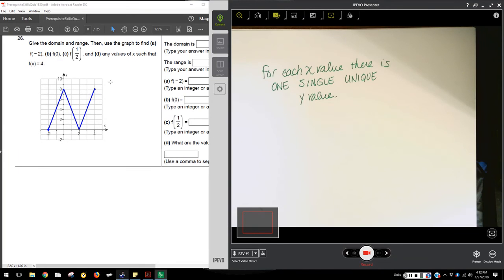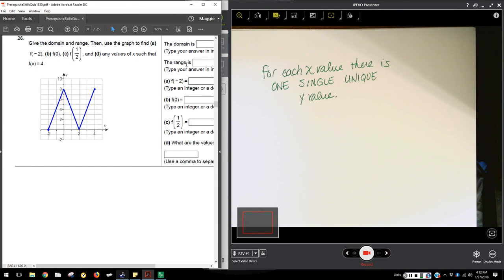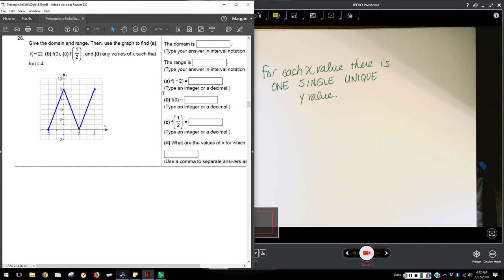Number 26 says give the domain and range. On number 26, the domain is your x values.